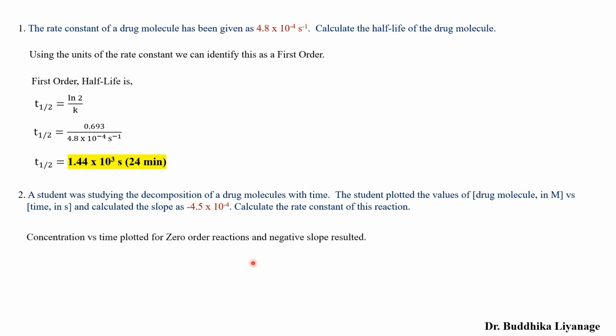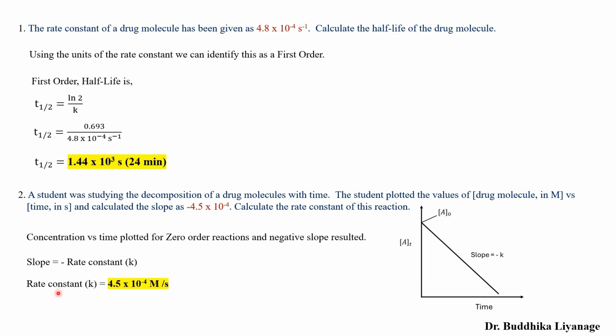We are plotting the concentration versus time for a zeroth order reaction. Zeroth order reaction, concentration on the y-axis, time on the x-axis. Slope of this line is equal to negative rate constant. Slope is negative 4.5 times 10 to the negative 4. Negative 4.5 times 10 to the negative 4 is equal to negative rate constant. Then you can remove the negative sign on both sides. Rate constant is equal to 4.5 times 10 to the negative 4 molar per second.